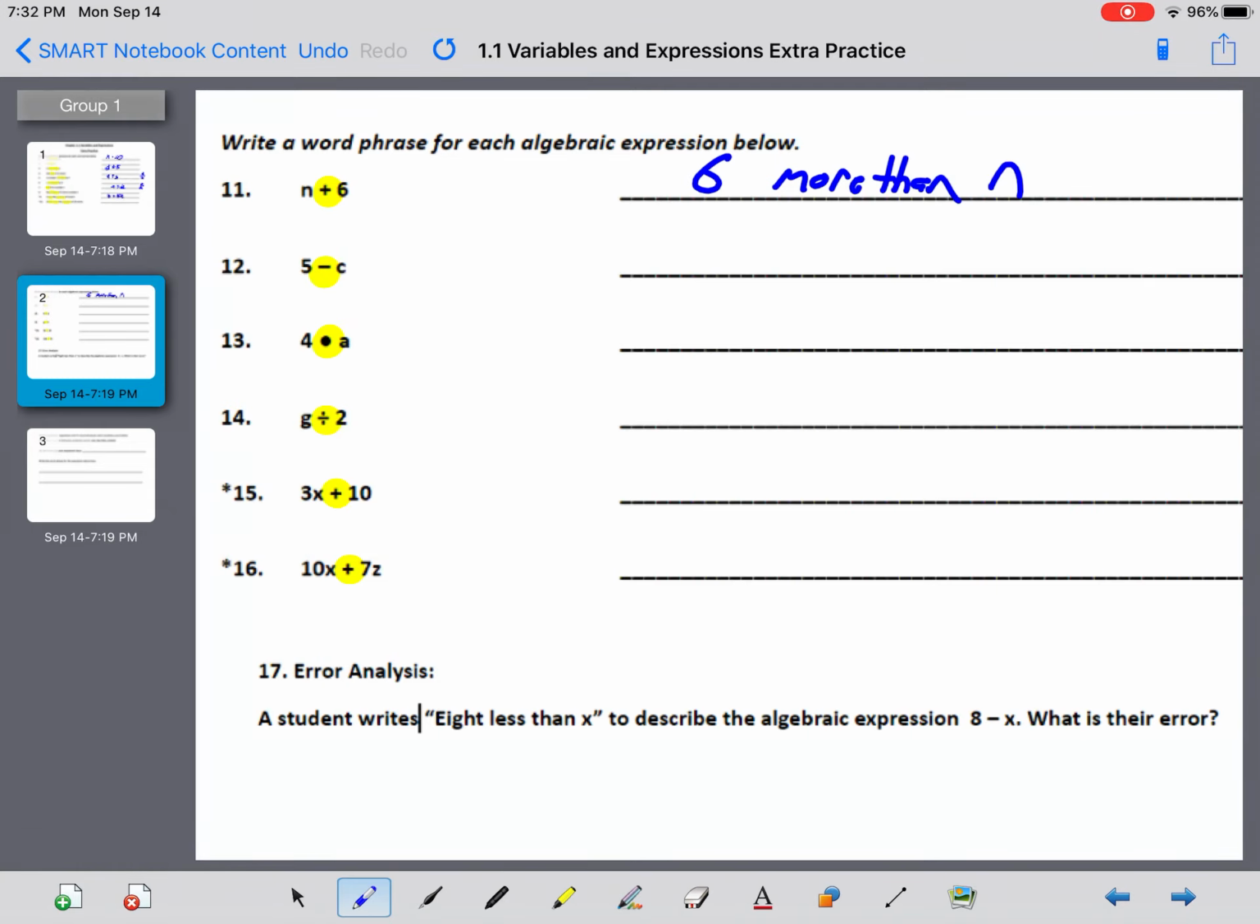Again, I'm going to do every other, so take a look at number 13. I see that dot there, that means multiplication. And there's a word for multiplication, starts with a P, the product. Of 4 and A.